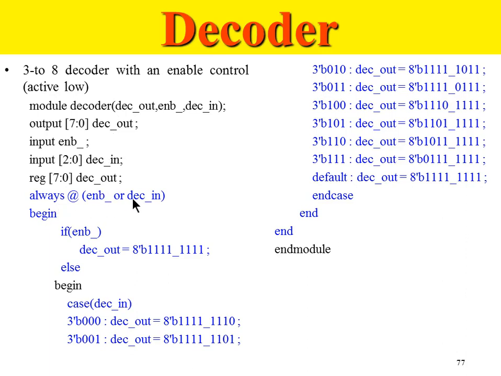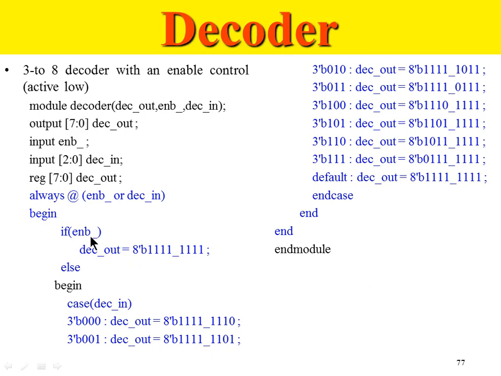Always at enable bar or DEC in. This is my sensitivity list. Any change in the enable bar input or the DEC in input will trigger my always block. Begin the always block. If enable bar, DEC out gets 8'b11111111.